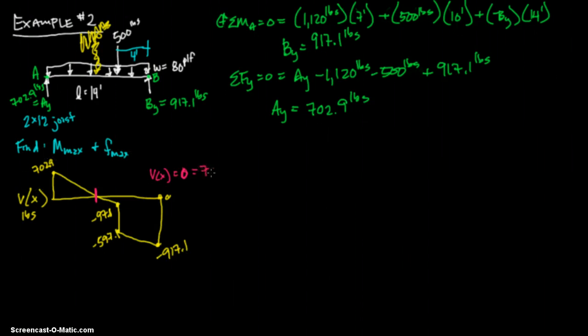We have 702.9 minus 80x. Well, we want to figure out when it's hitting 0 right here. It starts at 702.9, it goes down 80 per foot, so what foot is equal to 0? That's pretty easy. 702.9 divided by 80, x equals 8.79. Not exactly, but close enough. So that's x right there. Alright, that should be our point of maximum moment.